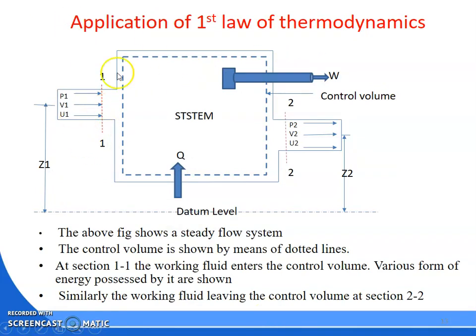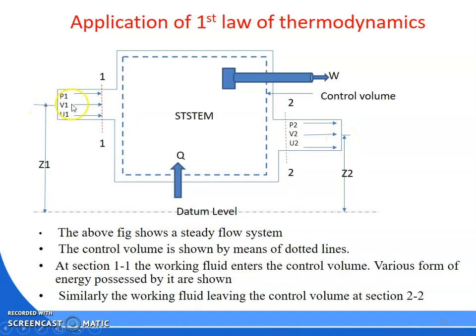Then the application of the first law of thermodynamics. Suppose this is an open system, this conduit. The above figure shows the steady flow system, where the condition of the state does not change with respect to time. That is also an assumption. The dotted line is the control volume of the system, an imaginary system chosen in an open system. At section 1-1, the working fluid enters the control volume with various forms of energy possessed by it, and at section 2-2, the working fluid leaves the control volume.